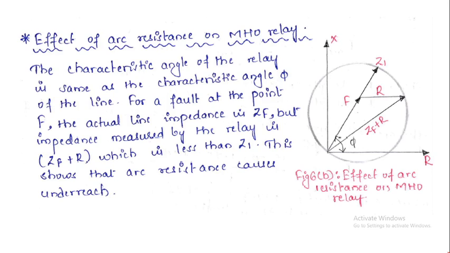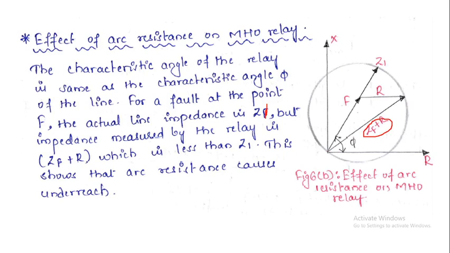Now next, the effect of arc resistance on the Mho relay. How is it going to affect the Mho relay? The characteristic angle of the relay is the same as the characteristic angle phi of the line. For a fault at point F, again the same Mho relay characteristic. The actual line impedance should be Z1, from 0 to Z1. But the impedance measured by the relay is ZF plus R.